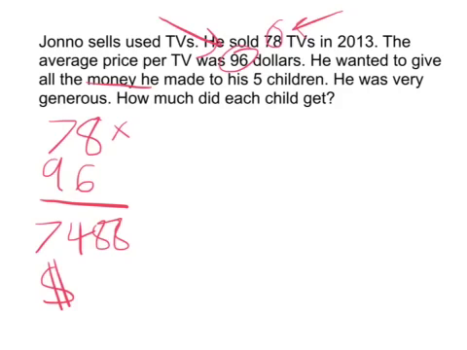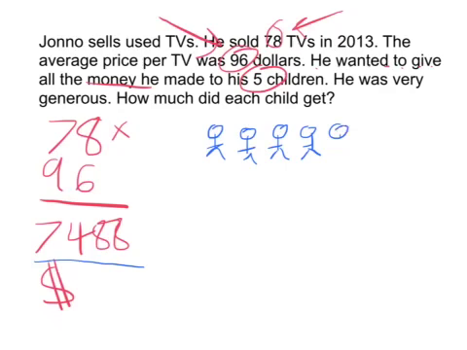Now we've got to do the next bit of the question. He wanted to give all the money he made to his 5 children. He was very generous. How much did each child get? Well, let's assume that he divided it equally between those children. So if you've got $7,488 and you want to give it to 5 children equally, well, that's got to be a division sum. And I hope you know what division sum that is. Go on, what's it going to be? 7,488 divided by how many children is there? There's 5.